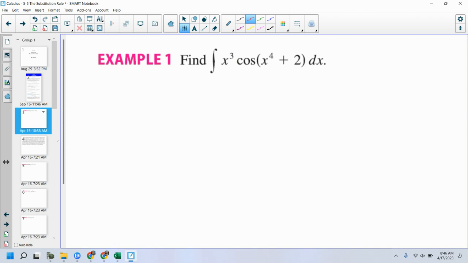Find the integral of x to the third cosine of x to the fourth plus 2 dx. Again, there's no way I could have possibly done this on the test last week. Can you recognize a function within another function? What's inside cosine? x to the fourth plus 2, right? So let's make u x to the fourth plus 2. I use a cursive u, call it mu for my statistics people. That is just the variable I'm going to be using. u is equivalent to x to the fourth plus 2.